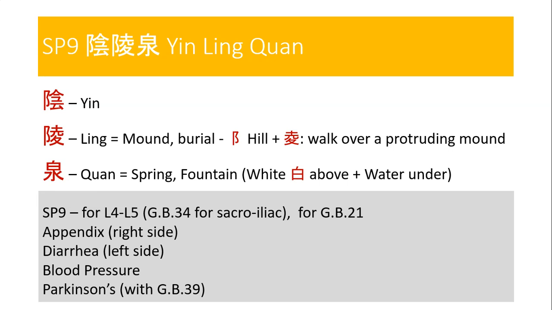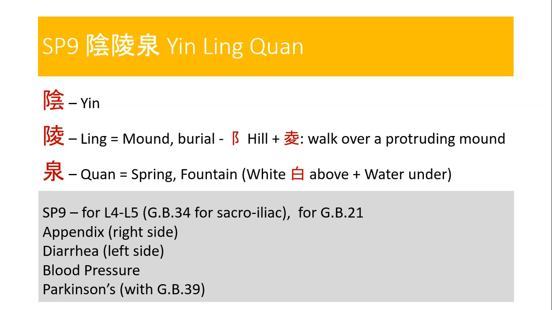Spleen 9 is also a very good point for pressure pain on gallbladder 21. So if the patient comes and says, I have pain on gallbladder 21, not the whole area, not the whole trapezius, but on gallbladder 21, spleen 9 is definitely likely to be a very good point. It's a very good point for diarrhea.